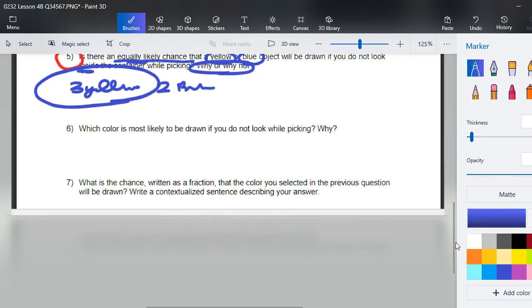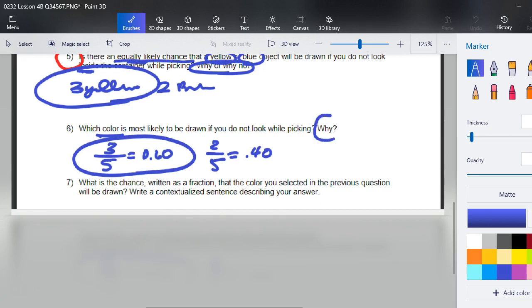So question 6, it's the same thing. Which color is most likely to be drawn if you do not look while picking? Yellow. I've got a 3 out of 5 chance to grab yellow versus 2 out of 5. And we could even look at these as decimals. We are only looking at them as fractions right now. But 3 out of 5 would be 60%. 2 out of 5 would be 40%. What color is most likely to be drawn? Yellow. There are more yellow objects in the bag.